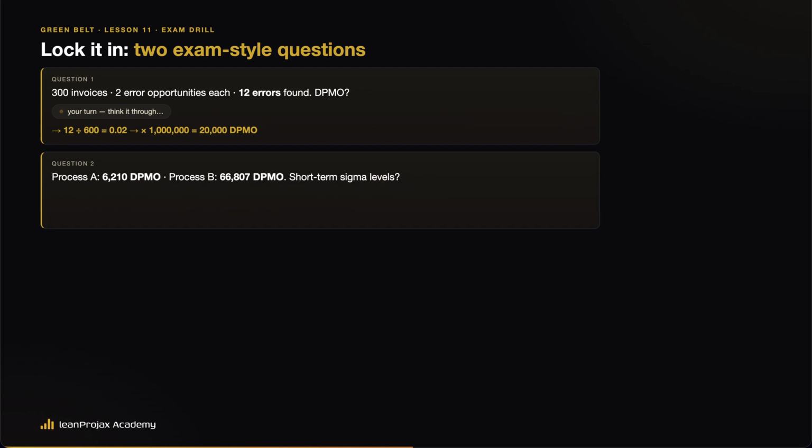Question 2. Process A runs at 6,210 DPMO, Process B at 66,807. What are their short-term sigma levels? Take a few seconds. Straight off the ladder, A is 4 sigma, B is 3. Memorize those anchor rows. You can now score any process the way the industry does.